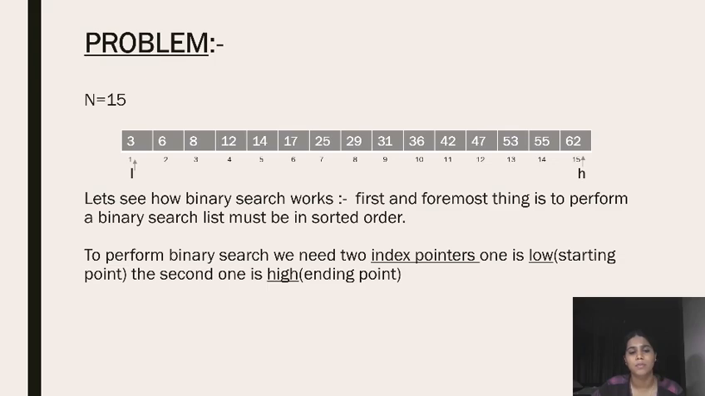To perform binary search, we need two index pointers. One is low and the other is high. The low will be at the starting point and the high will be at the ending point. We can see here the low is at the first position and the high is at the last position of the array. Now, in the next slide, let us see how this problem works and how to find a key from the given problem.